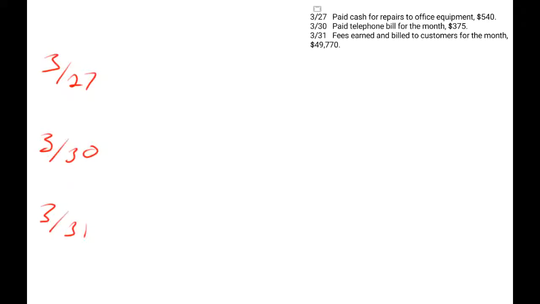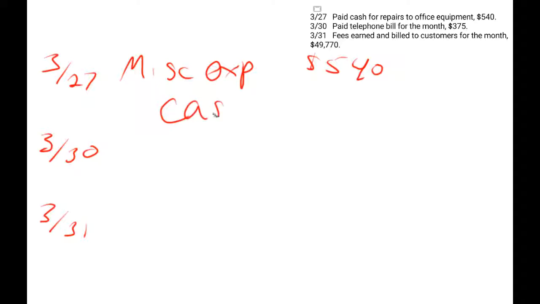On March 27th, we paid cash for repairs to office equipment of $540. So this would be a debit to miscellaneous expense of $540, and you're paying in cash, so you credit cash of $540.